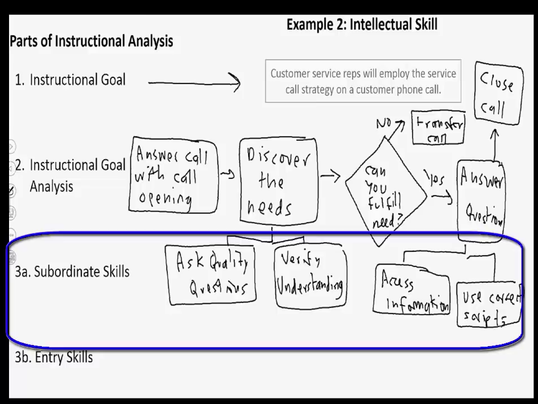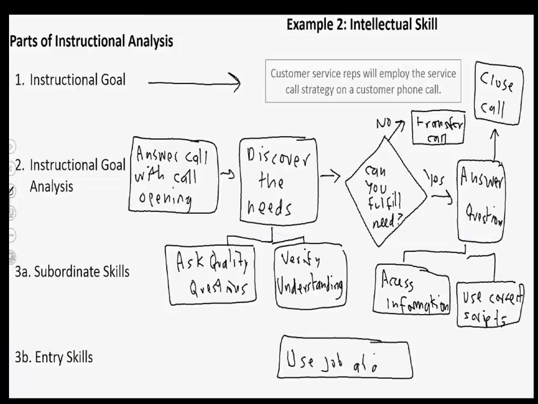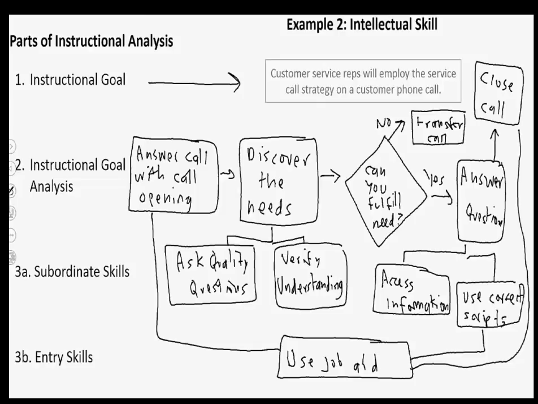A sub-subordinate skill for these might be that you have to use the appropriate job aid. So that's one of our subordinate skills here. If you're going to use the correct script, you have to use the job aid. And maybe when you answer the call with your call opening, you're using the job aid to use the proper opening. And even when you're closing the call, you might do the same thing. So this job aid might be a big part of doing all these steps. But remember, this is just my first draft. It's a first try. It's not perfect. And you can continue to revise and refine this.